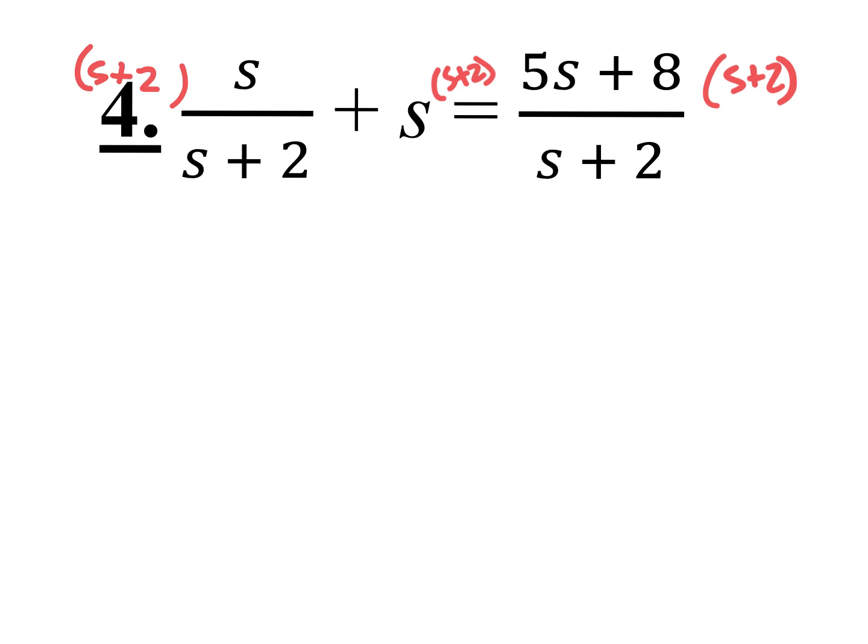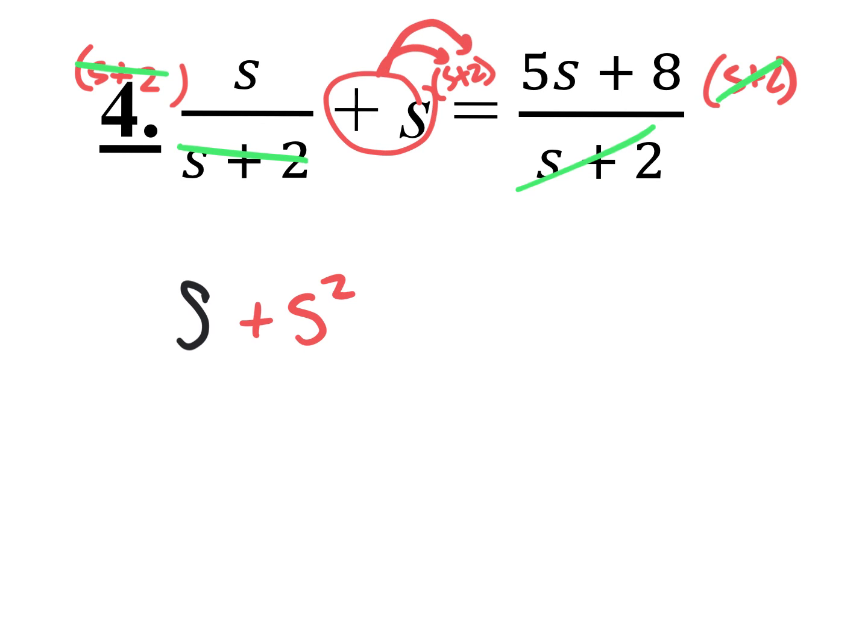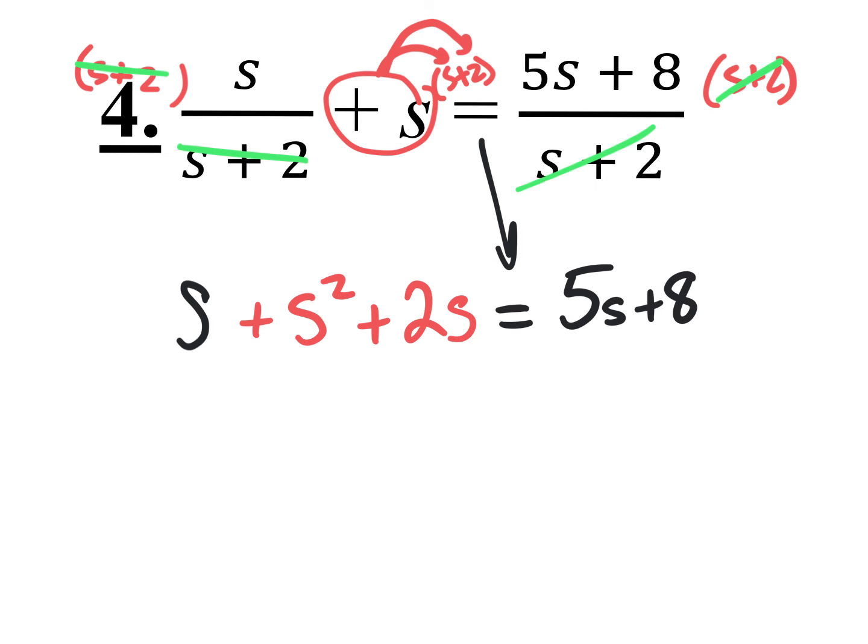And of course, on the right side, the s plus 2 and the s plus 2 cancel out. On the left side, the s plus 2 and the s plus 2 cancel out. So what I have left is a nice, beautiful s, but check this out, maybe I shouldn't have written the plus. Let me erase that. I want to call this a positive s, and I want to distribute positive s times s is a positive s squared. Positive s times 2 is a positive 2s. And then I have the equal sign, and then I have the 5s plus 8 that comes down.